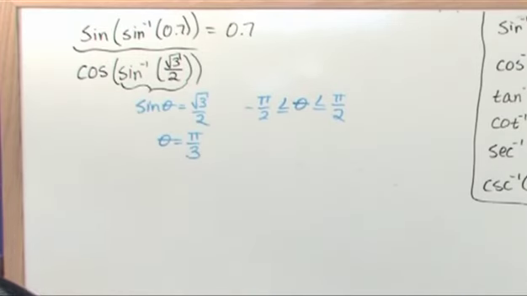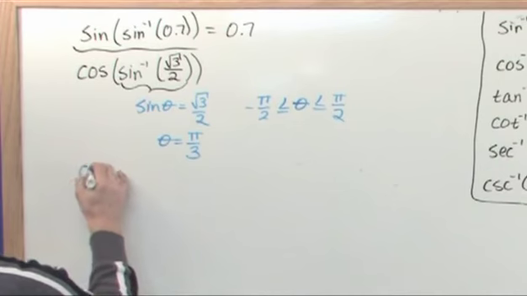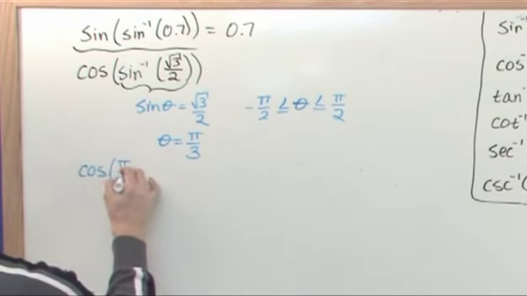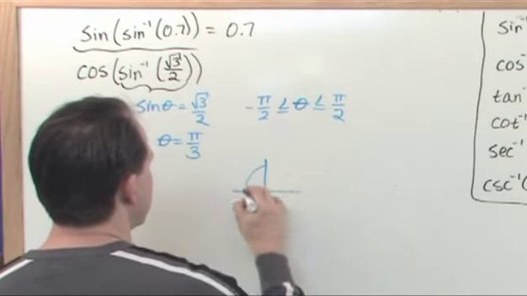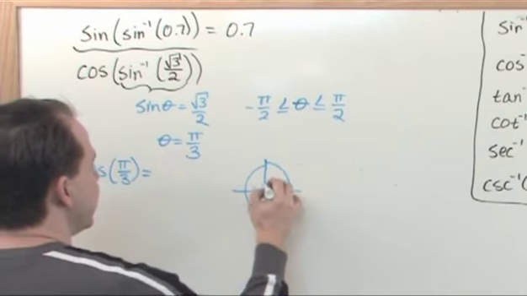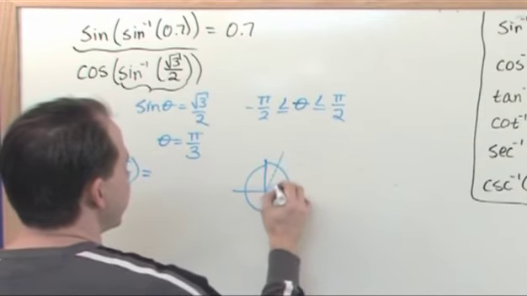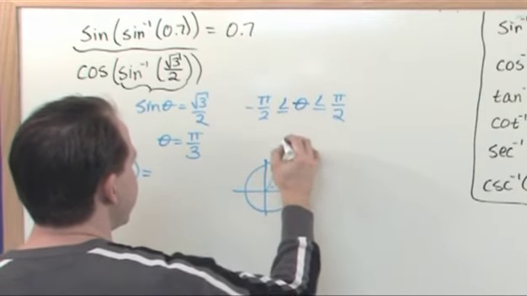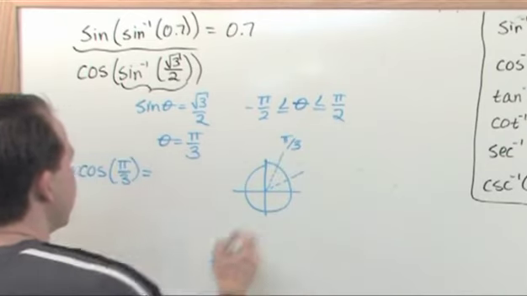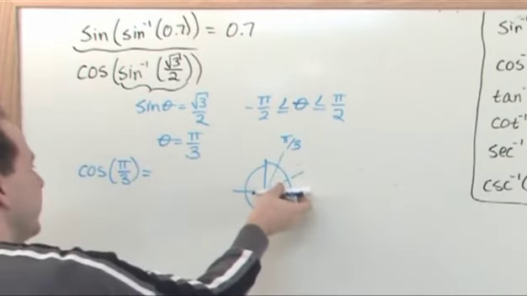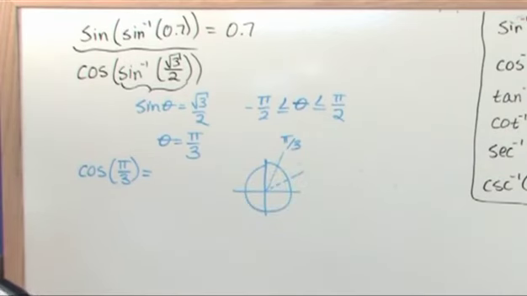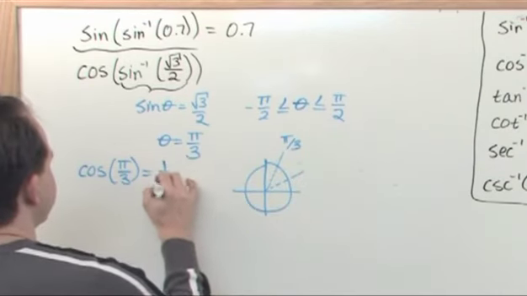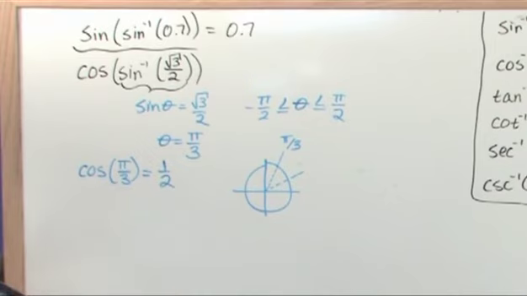Inverse sine of square root of 3 over 2, you would get that angle because it falls in the range. So then you just plug it in, cosine of pi over 3, because that's what the inside was. If you look at your unit circle, pi over 3 is like 60 degrees, so it's up here. This is 30 degrees and this is 60 degrees, so this is pi over 3 up here. It's in the first quadrant, so you're going to get a positive number because it projects down on the x-axis here, and that's going to be 1/2.